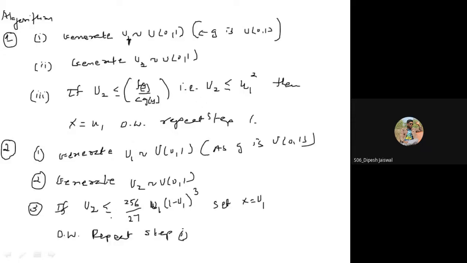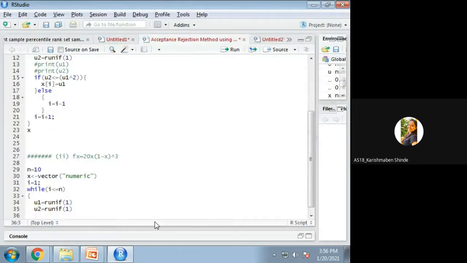Then it says that if u2 is less than or equal to 256 by 27 into u1 into (1 minus u1) cube, then set x equal to u1. So we say that if u2... If it is a big expression, I can write, let us say, z equal to. Okay, z is equal to, what is the expression?